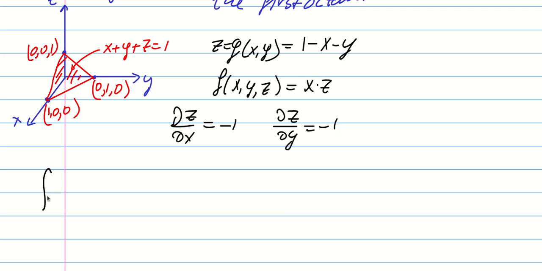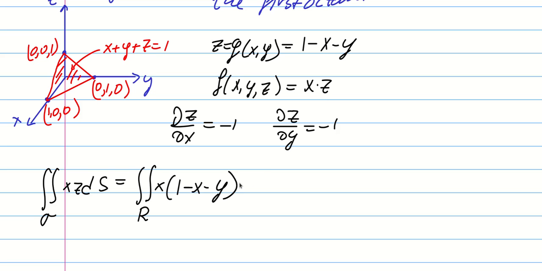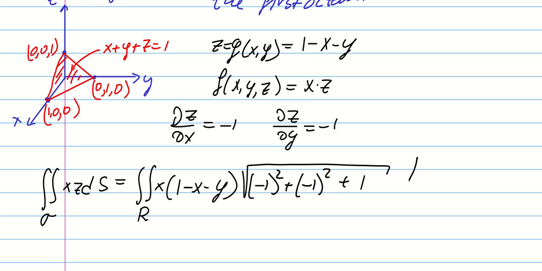So that means our integral over sigma of xz dS is equal to the integral over the region R, where we keep x as x, but for z we put the value, which is 1 minus x minus y. And we have the square root of (-1) squared plus (-1) squared plus 1 dA. The only thing left for us is to figure out the projection of this plane onto the xy plane.